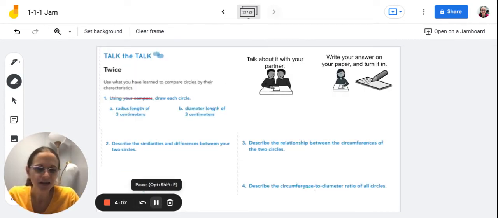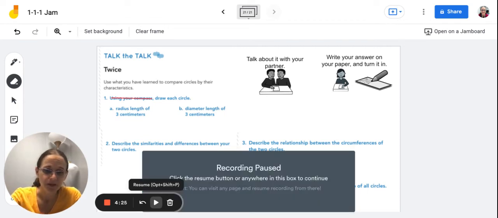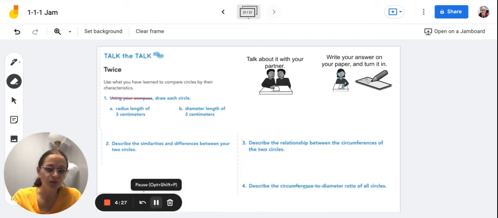This Talk the Talk activity is today's demonstration of learning. It's a multi-part task. In problem 1, you're going to draw 2 circles. One circle will have a radius length of 3 centimeters. The other one will have a diameter length of 3 centimeters. You don't need to use a ruler. You just need to label and draw a circle that has a radius of that length or a diameter of that length labeled on it.